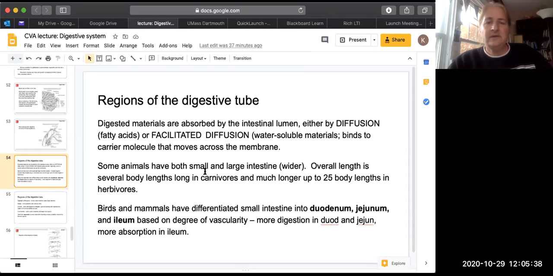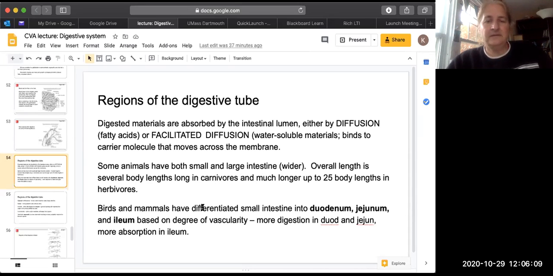Some animals have both a small and a large intestine. The large intestine is wider. This is all highly variable. The overall length of the intestine is several body lengths long in carnivores and much longer, up to 25 body lengths in herbivores. So as you know, they're kind of wound up in our body.